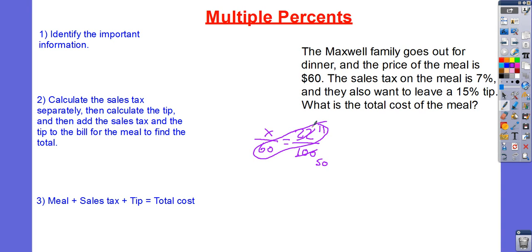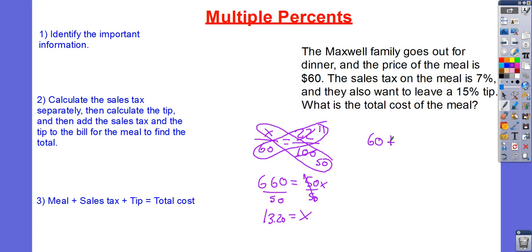So 60 multiplied by 11 is going to give me a grand total of 660. 50 times x is just going to give me 50x. So what I'm going to do here is I'm going to divide by 50 on both sides. So when I go ahead and divide by 50, I'm going to get x is equal to $13.20. I have my $60. My sales tax as well as my tip was $13.20. So when I go ahead and add those up together, I'm going to get a grand total of $73.20 for the entire meal.